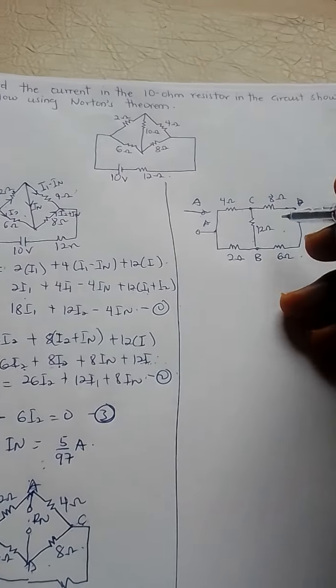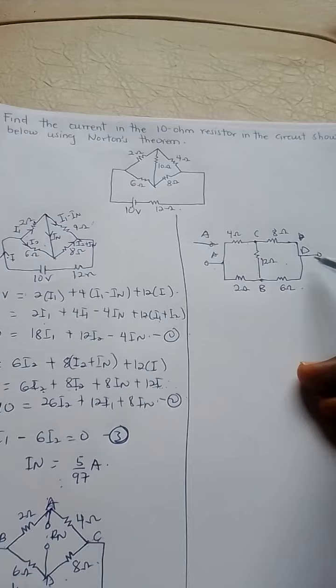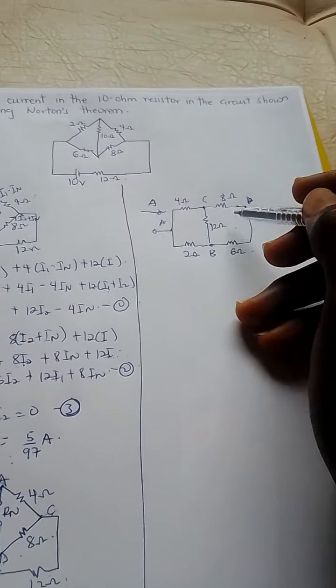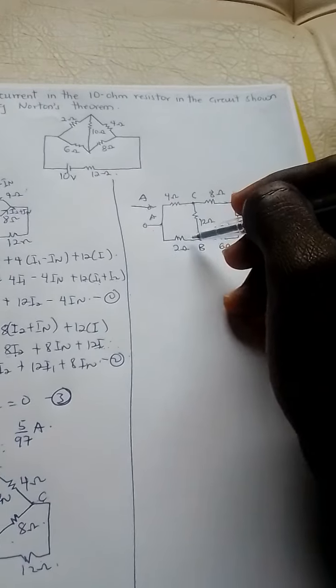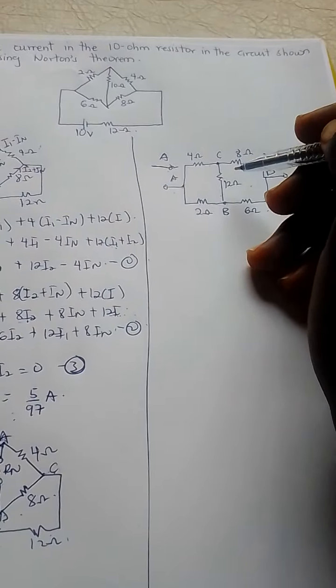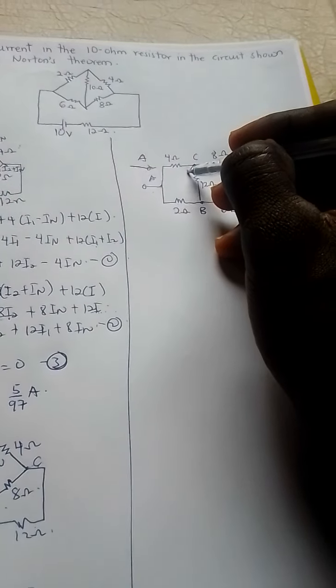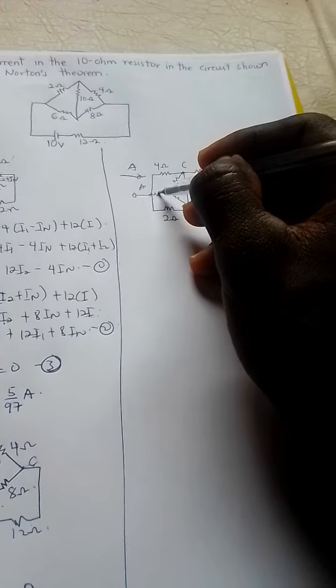Now let's move ahead to find our Rn, that is the total resistance between these two terminals. From here we are going to apply the delta-star transformation, since these resistors are neither in parallel nor in series. So we introduce a star connection, another star, then we have this.